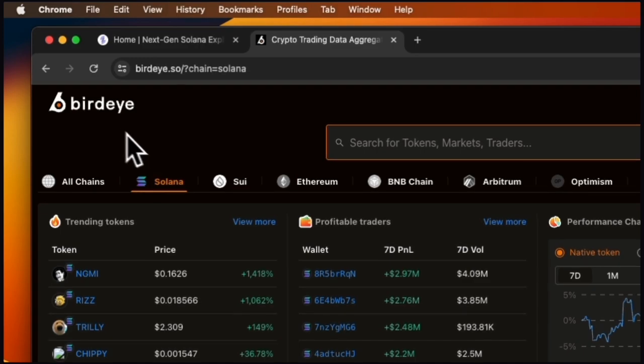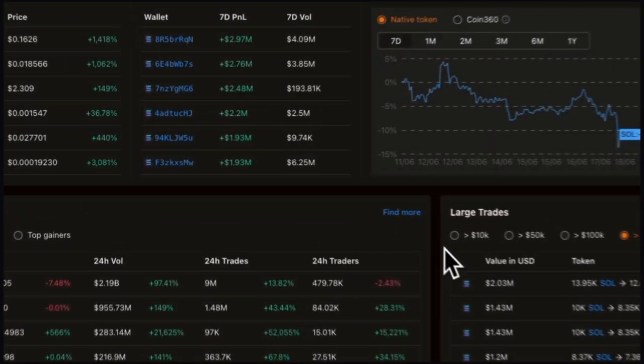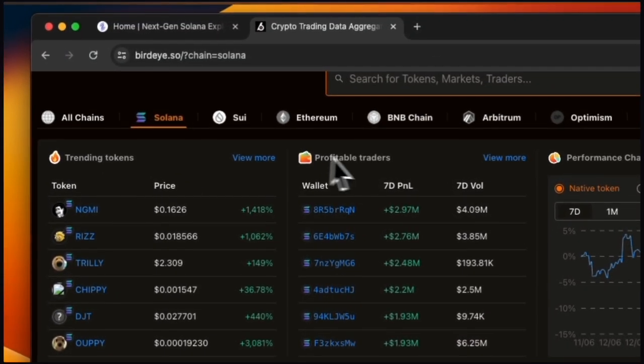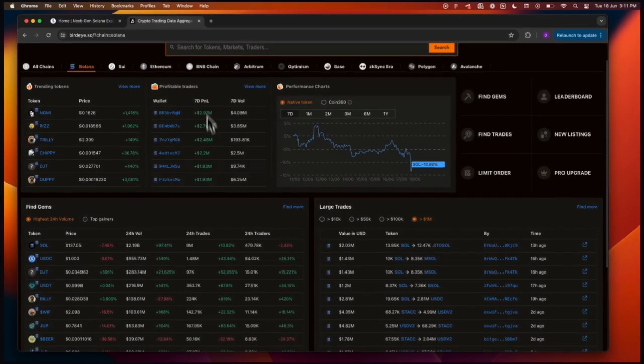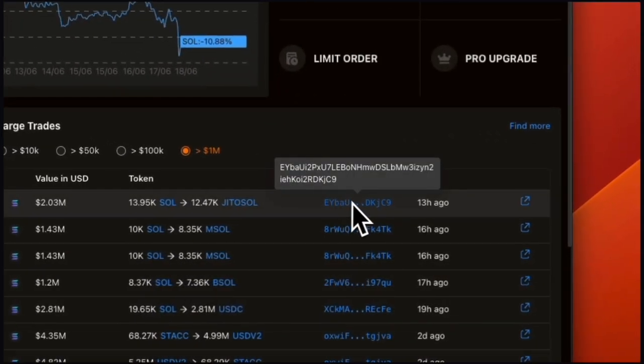Okay, we're going to pull up Birdeye, which is a trading data aggregator. Birdeye allows you to basically search large trades and also view profitable traders and trending tokens. What we are interested in is a wallet that has traded more than 2 million USD. Let's see what this guy did if we pull up the transaction here on SolanaFM.